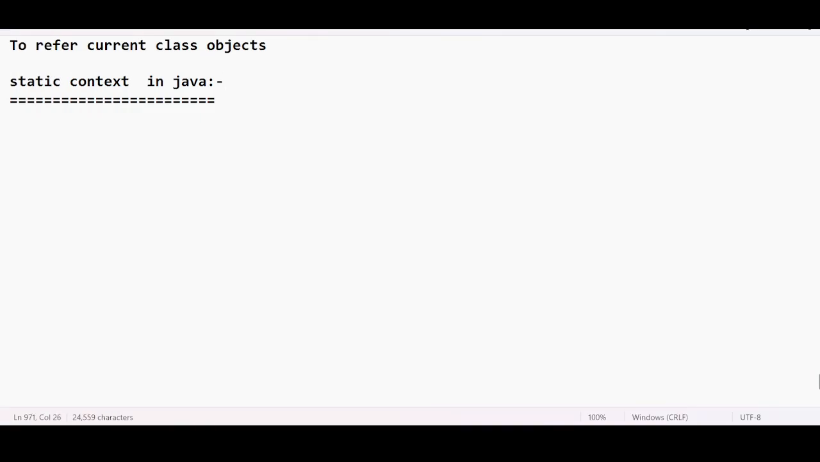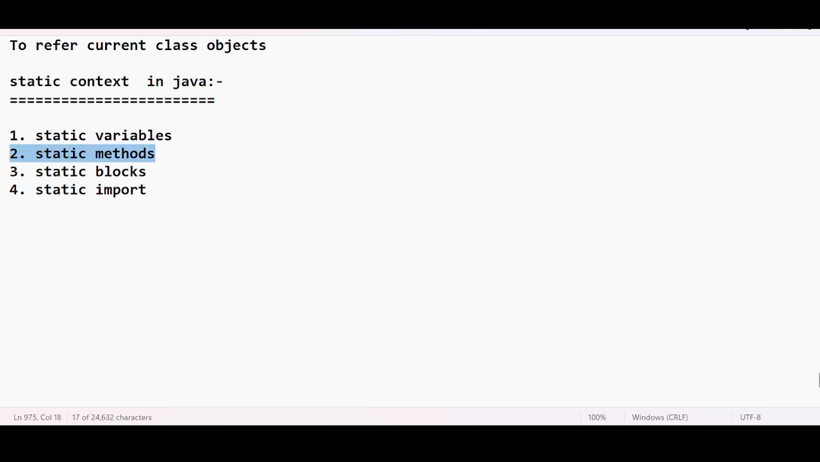Right? See, static context in Java. The static context in Java is classified into four types. One is static variables. Second, you have static methods. Third, you have static blocks. Fourth, you have static import. So understanding these four categories will complete all the topics related to the static context.